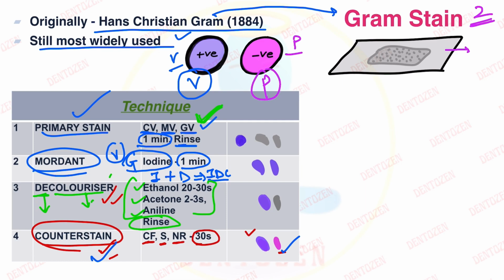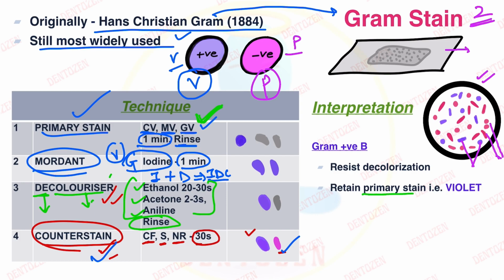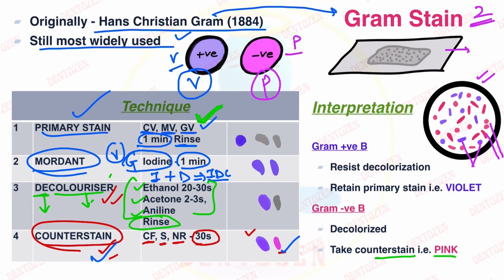If we look at this gram stain slide under the microscope, we can see two types of staining. Violet colored will be the gram positive bacteria and pink will be gram negative bacteria. Bacteria can be of different shapes. They can be round, they can be rod shaped. Gram positive are those which resist decolorization. They do not get decolorized. They retain the primary stain, so they are still violet. But gram negative, which were weaker, got decolorized, their first stain got removed, so they had to take up the second stain, counter stain, so they appear pink. So that is the interpretation.